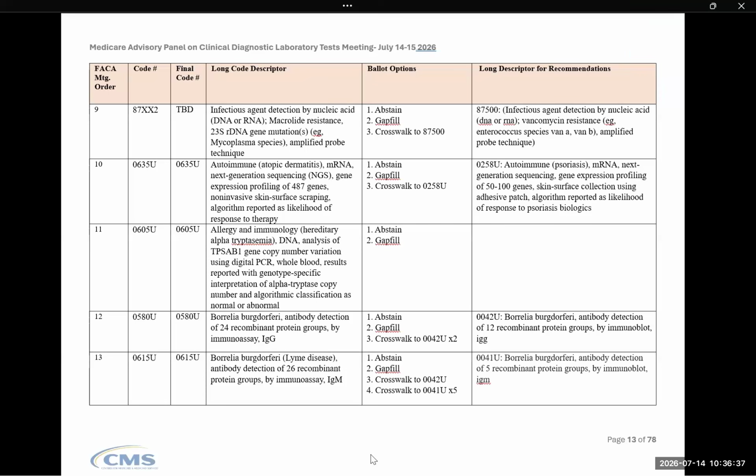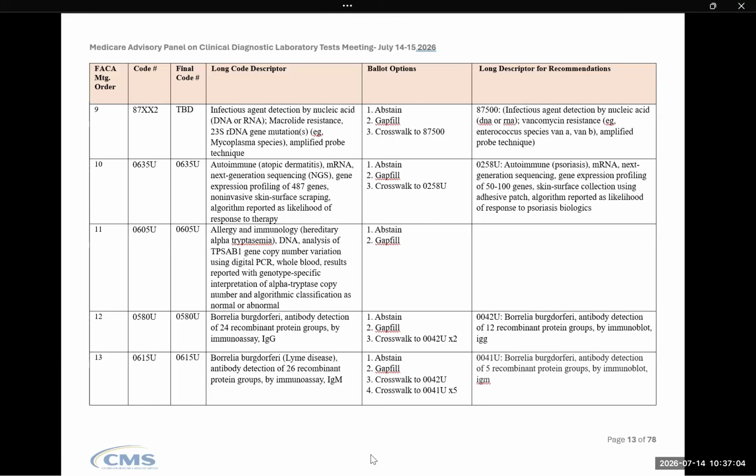Fantastic. And do we have any other options, any questions from panel members or from CMS about this code? No? All right. If not, panel members, please cast your votes. Okay, thank you. Fabulous. Okay, back to micro.